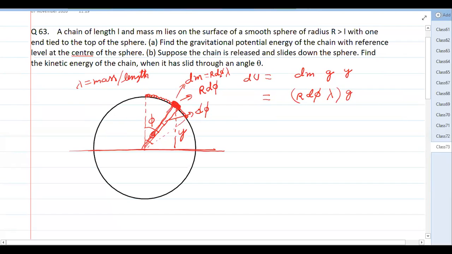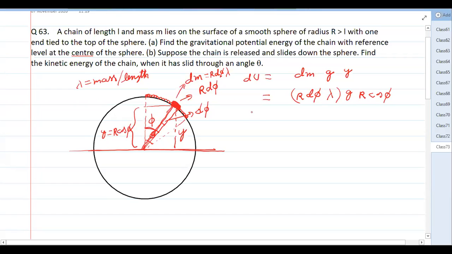So y we can write as r sine theta. See, the radius of the sphere is r. Sorry, not r sine theta, because this is phi. So this height is from here. This height will be how much? The y will be equal to r cos phi. Okay, so y is r cos phi. So the height from this point is r cos phi. So this much we have written.